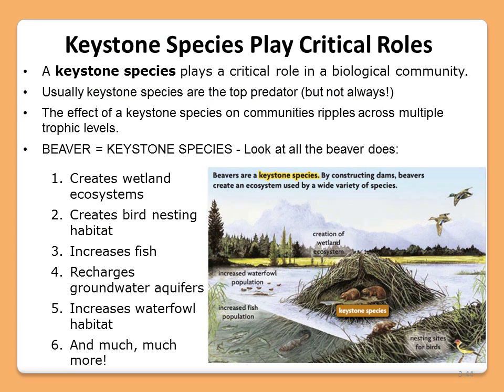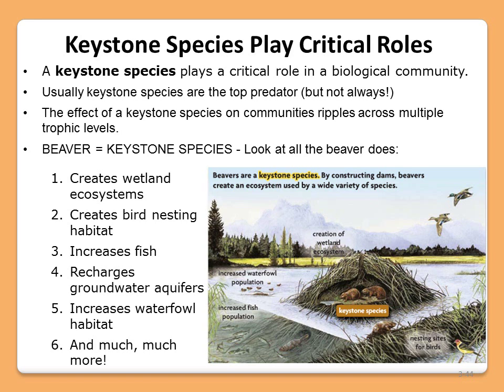Keystone species are species that play a really important role in the biological community. And without this keystone species, typically the entire community dynamics can change. And usually the keystone species is a top predator. So if you remember our food chain, it's the predator sitting at the top of that food chain. This is not always the case. We'll go over an example next of something that's not a top predator.